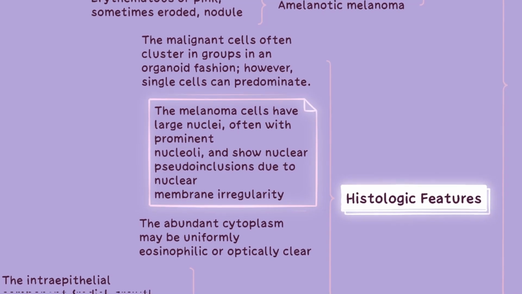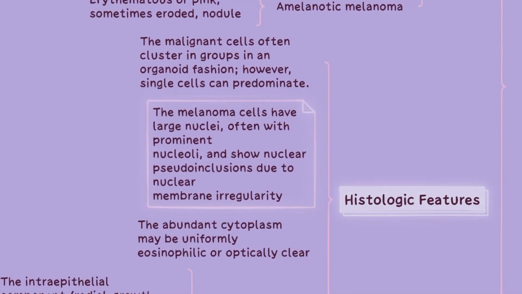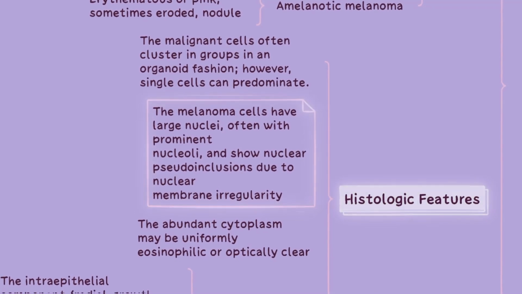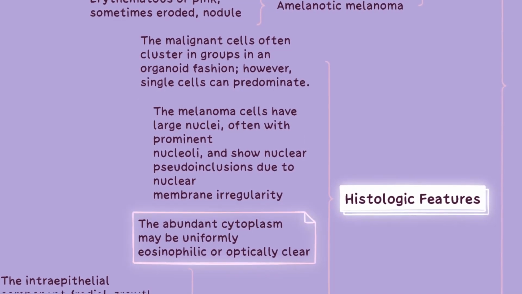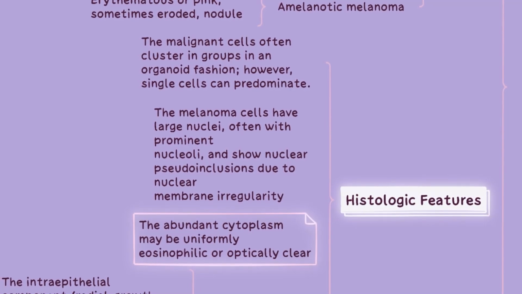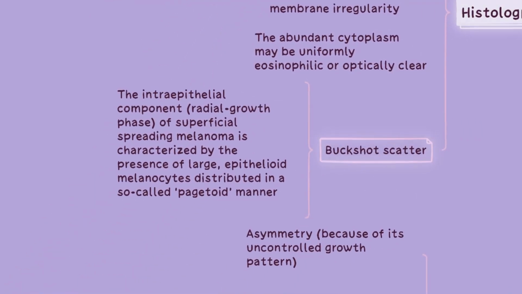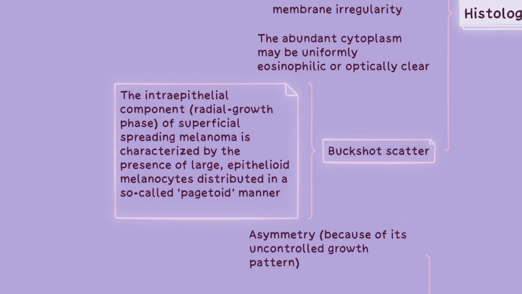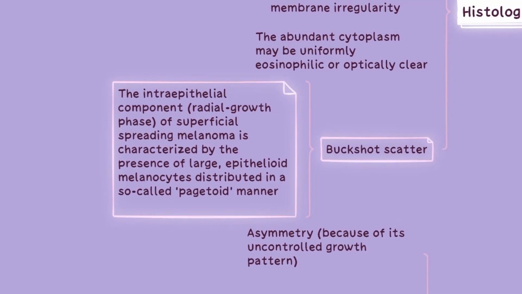Melanoma cells typically have large nuclei with visible nucleoli, indicating active cellular division and proliferation. Due to irregularities in the nuclear membrane, nuclear pseudo-inclusions can be observed in melanoma cells. Melanoma cells may have abundant cytoplasm, which can appear uniformly eosinophilic or optically clear. Lastly, buckshot scatter refers to the uneven distribution of melanoma cells in the radial growth phase. It gives the appearance of scattered malignant cells in a pagetoid manner.